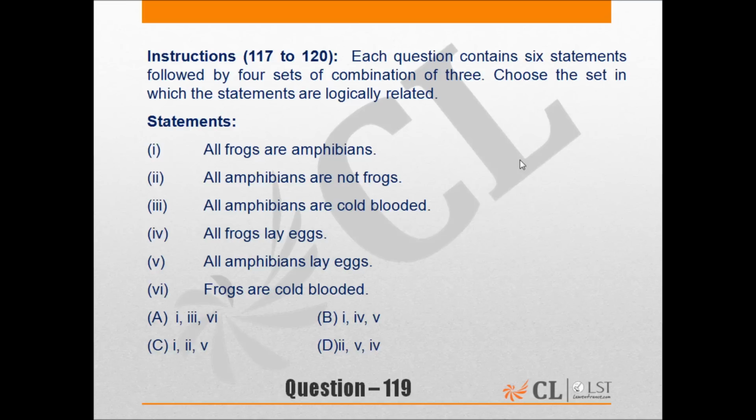Now this is straight away giving me a general rule. All amphibians are cold-blooded. Since frogs are amphibians, first statement has said that. Therefore we can conclude all frogs will also be cold-blooded. 6 clearly mentions that. Frogs are cold-blooded. Hence, option A is the right answer.